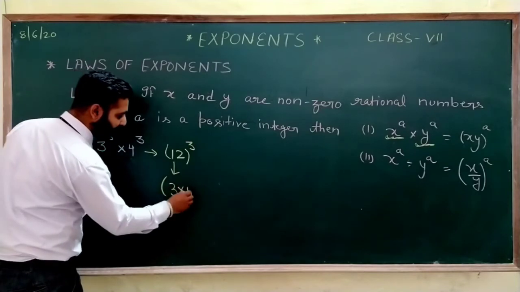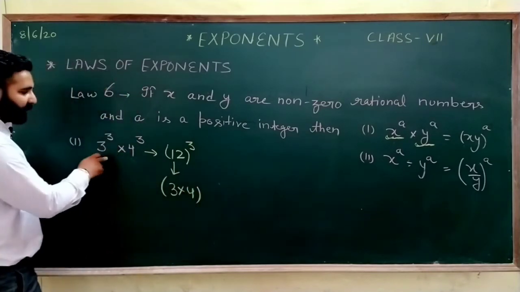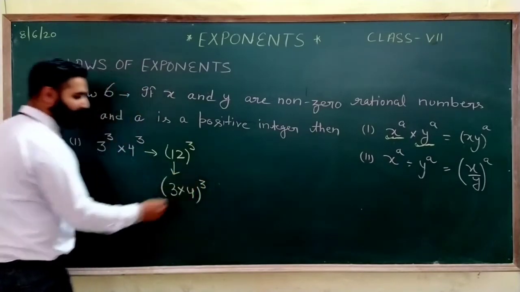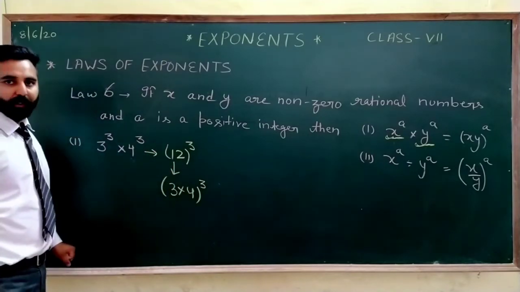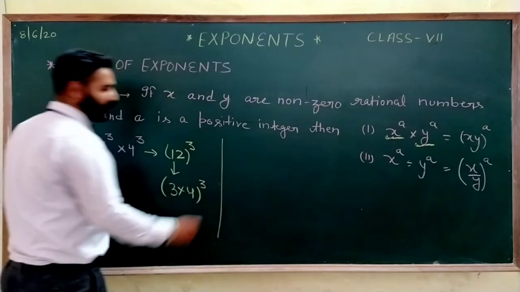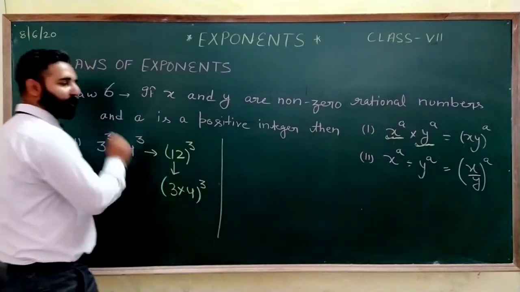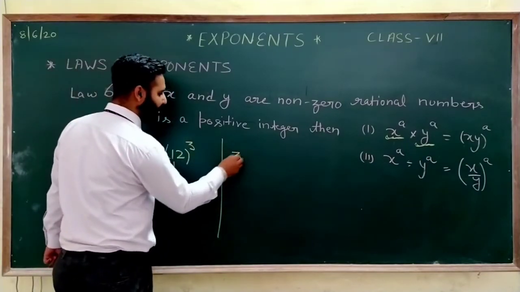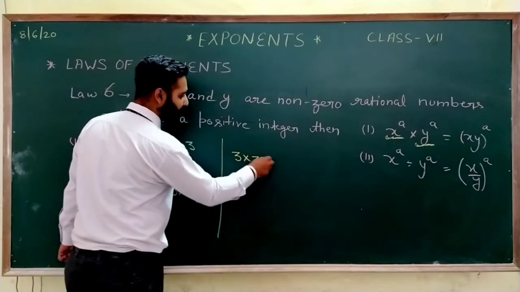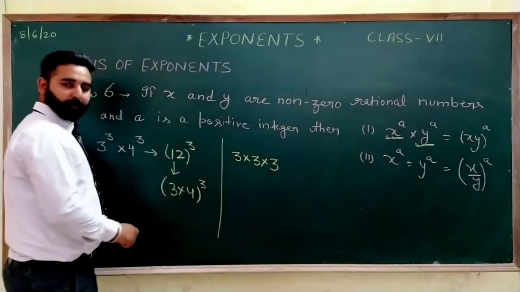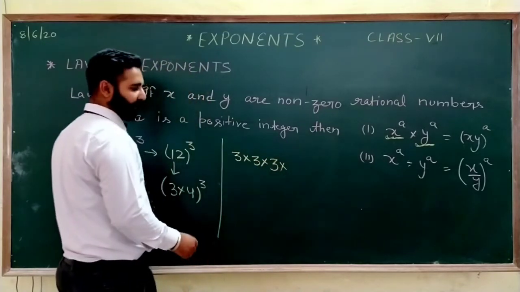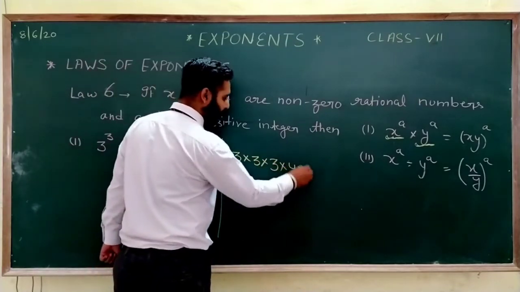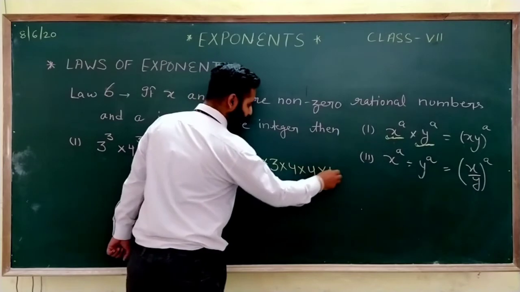3 multiplied by 4 is the product of bases, and I have given a common power, so the answer is 12 raised to power 3. But if you want to check it, you can check it also. 3 raised to power 3, what does it mean? It means 3 multiplied by 3 multiplied by 3 and multiplied by 4 raised to power 3. 4 raised to power 3 means 4 multiplied by itself 3 times.